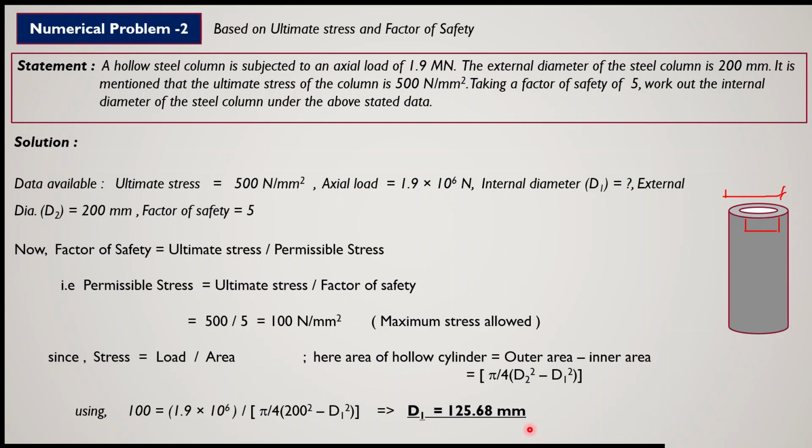And suppose D1 is more than 125. Earlier we have taken D2, the external diameter, as 200. So in the second point which I want to discuss, if you take D1 more than 125, suppose let us take 150 mm. So first case 100 mm and second case 150 mm. Then you have to work out whether the load carrying capacity increases with the increase in internal diameter, or whether it decreases with the increase in the internal diameter.